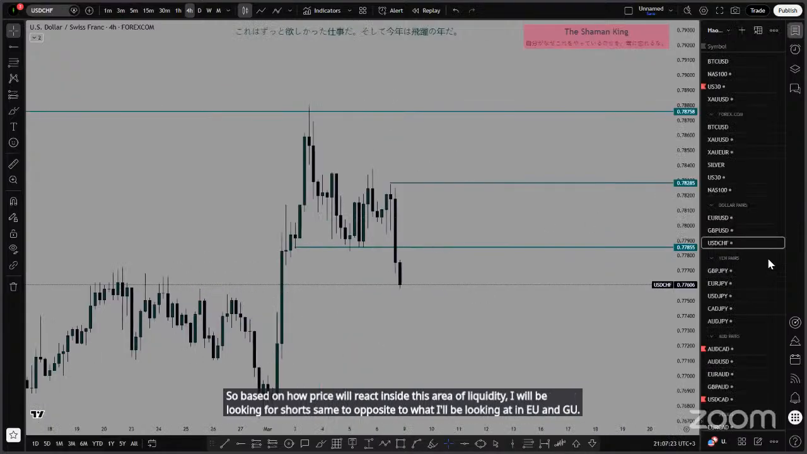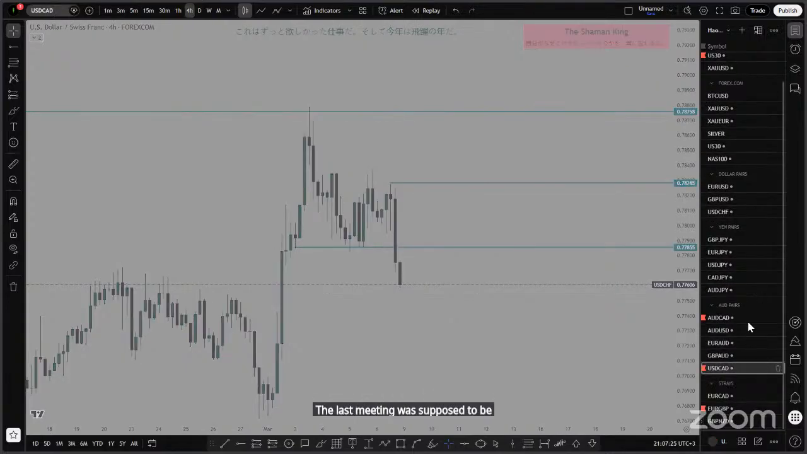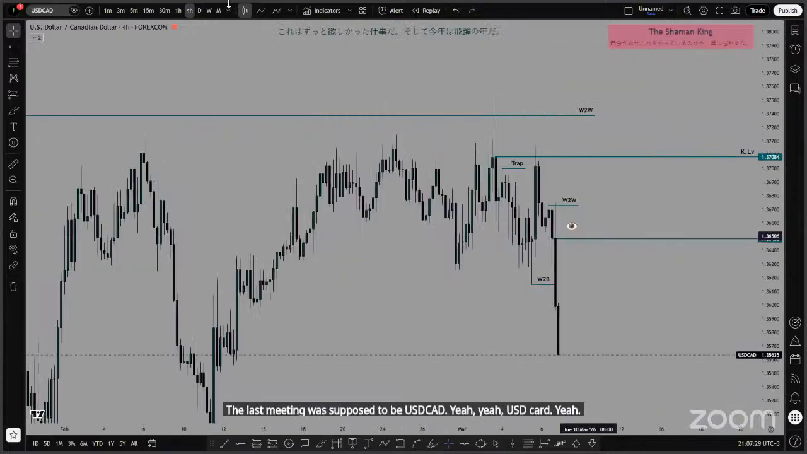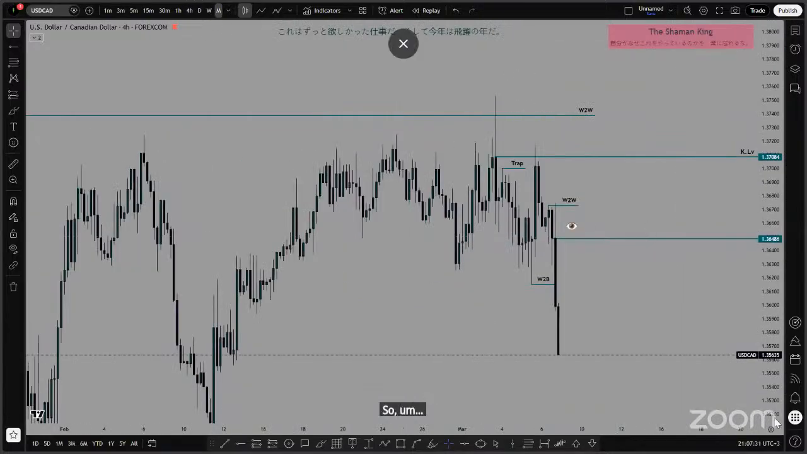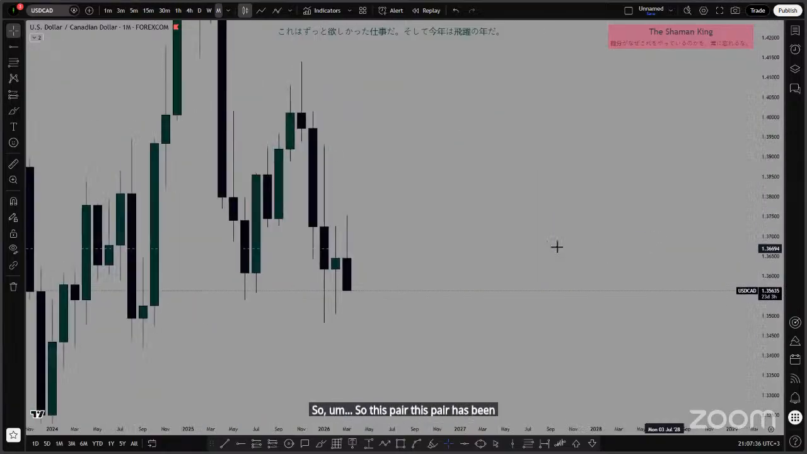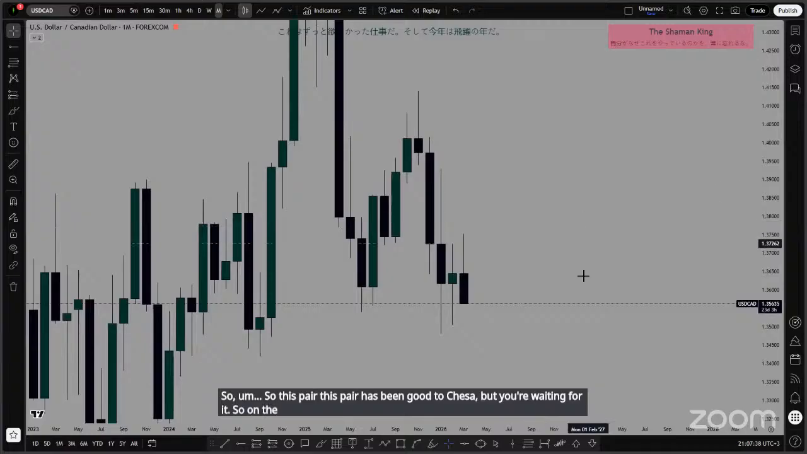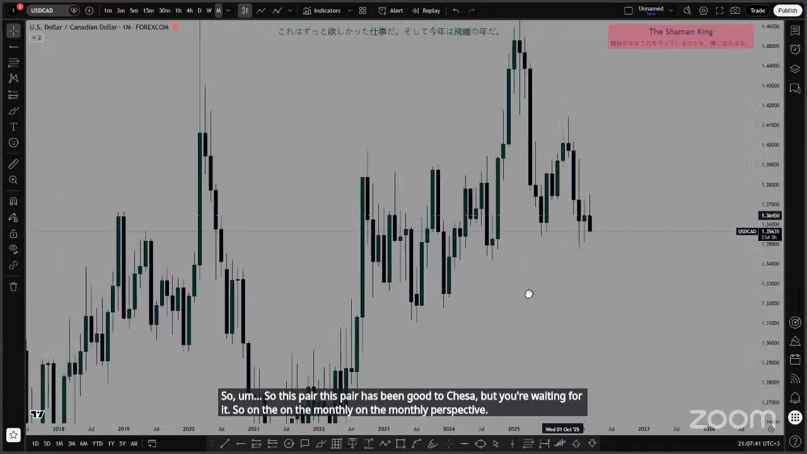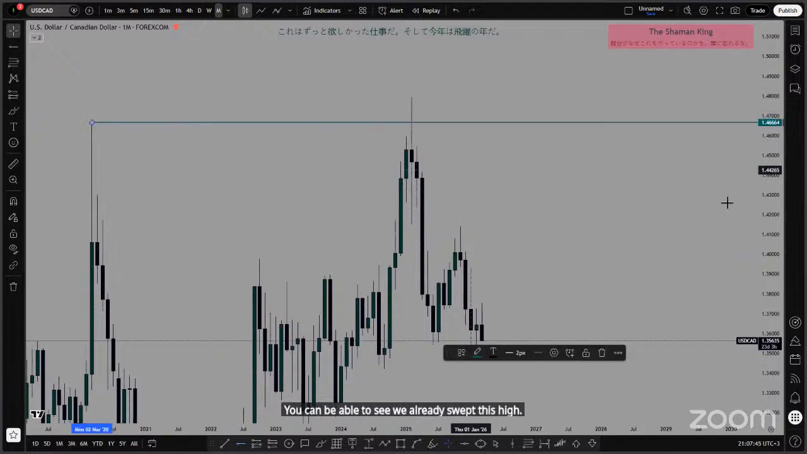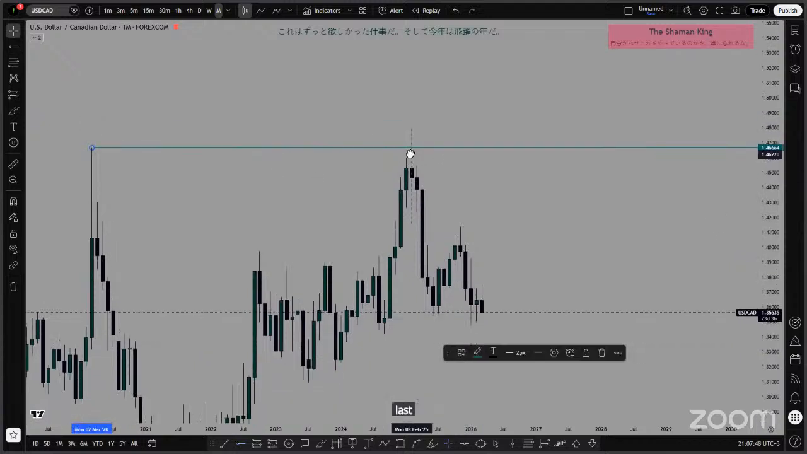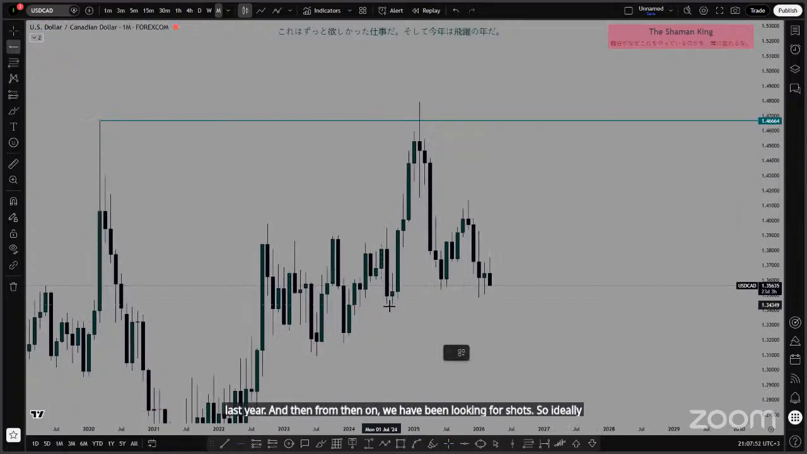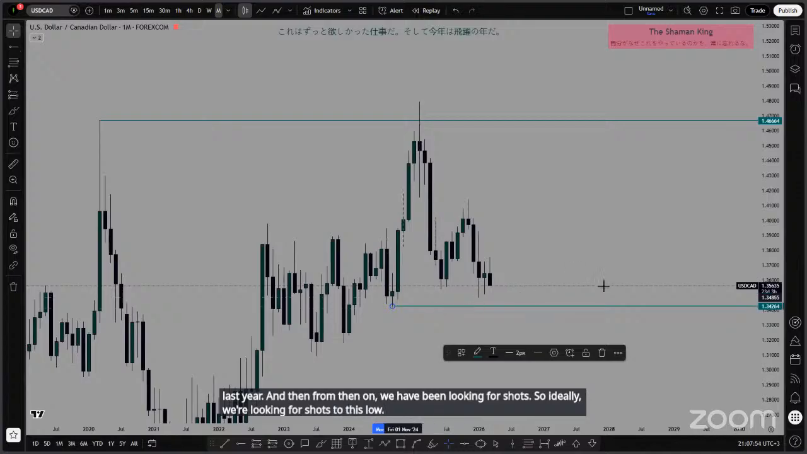The last pair, I think, was supposed to be USD CAD. Yeah, USD CAD. So this pair has been giving us a hard time, but you're waiting for it. On the monthly perspective, you can see we already swept this high. This was last year, and from then on we have been looking for shorts. So ideally, we're looking for shorts to this low over here.